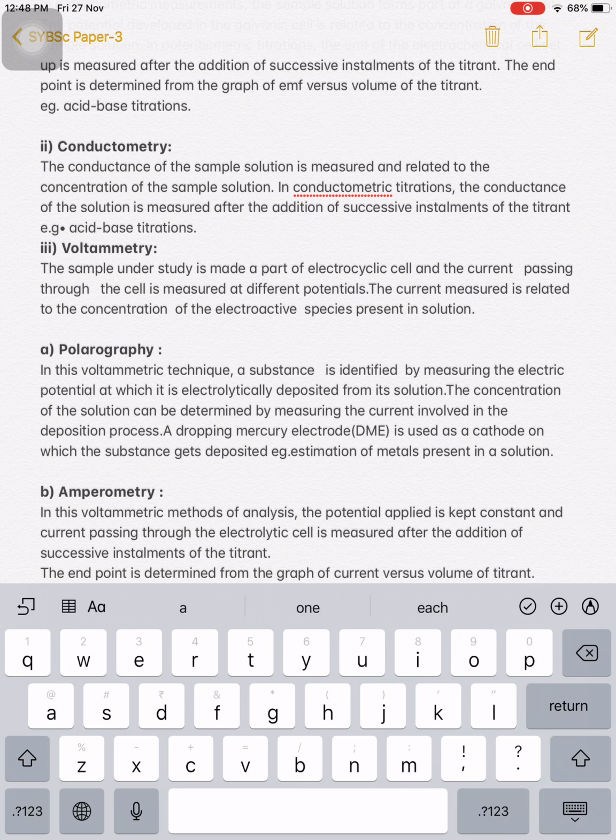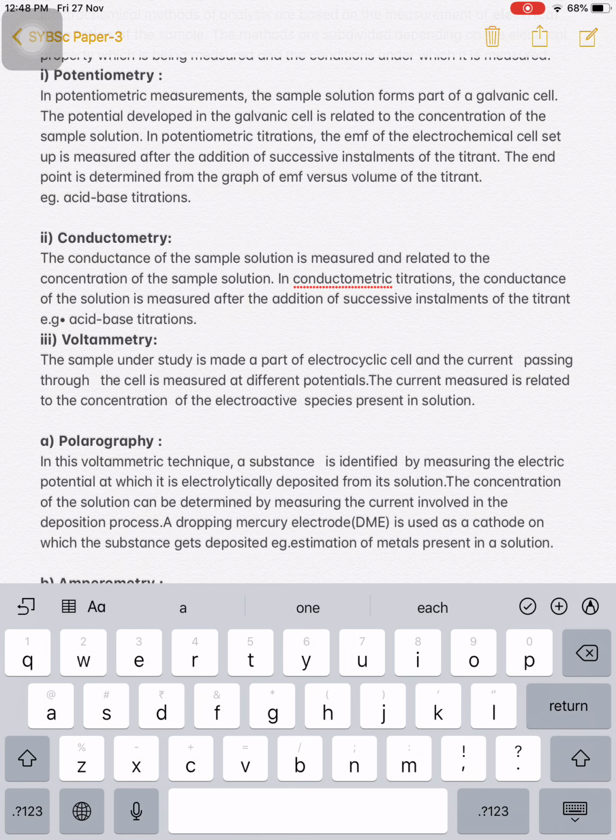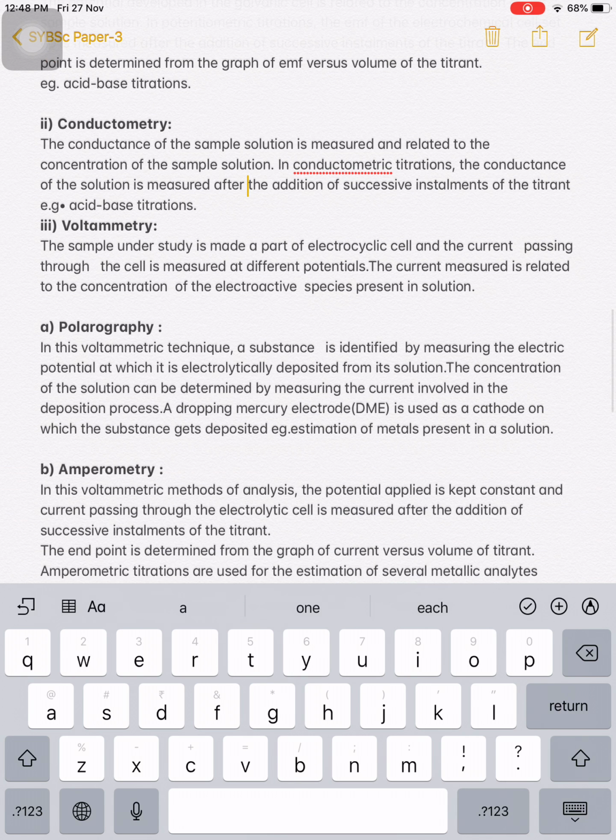The same titration which is discussed in potentiometry is carried out in conductometry. The only difference between potentiometry and conductometry is that in potentiometry we measure the potential developed in terms of EMF, and in conductometry we measure the conductance of the sample in a titration. The example is the same: acid-base titration.